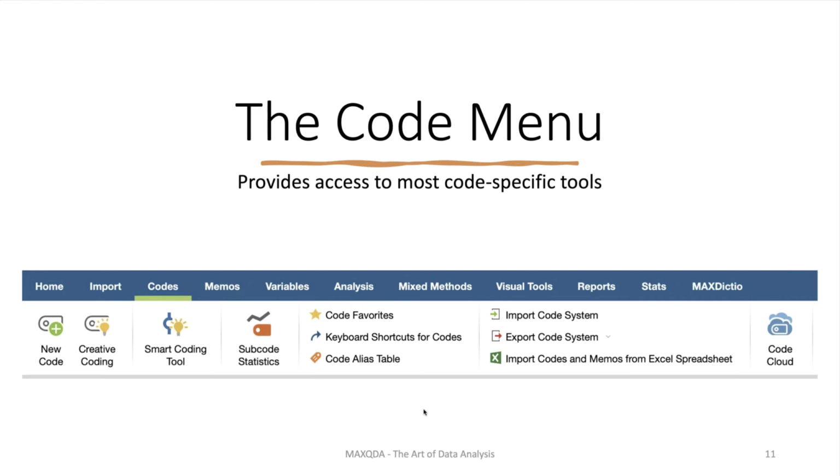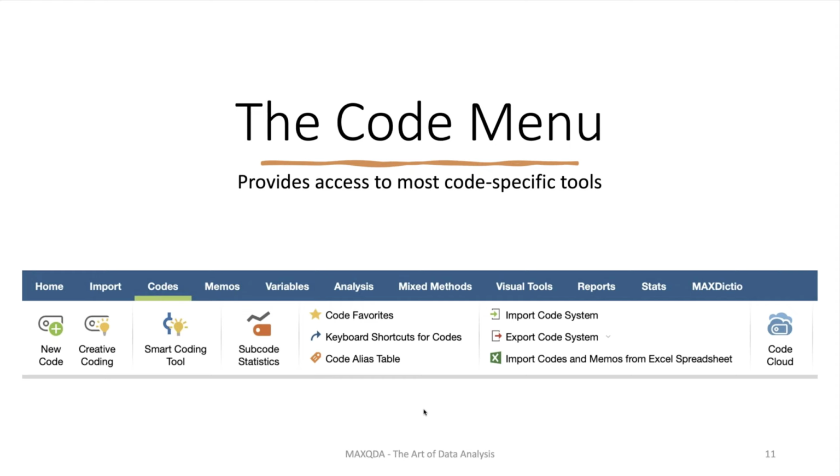There's a link to get us the subcode statistics. I'll explain that later. An ability to create shortcuts, favorites, and code alias tables. So if you have a long code name, you can have a shorter name for it in reports. And we will spend some time talking about importing codes and code memos from a spreadsheet, a useful way of doing this when you already have codes in mind, kind of drawn from theory. And as time permits, we'll also show some examples of the code cloud.